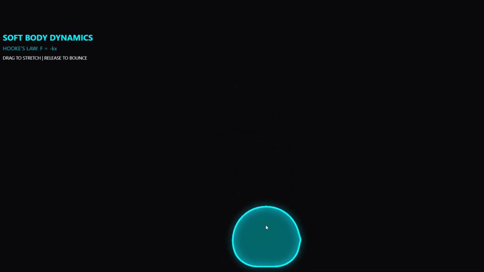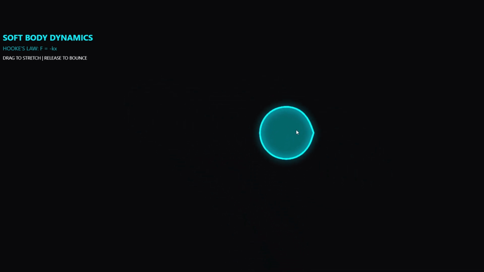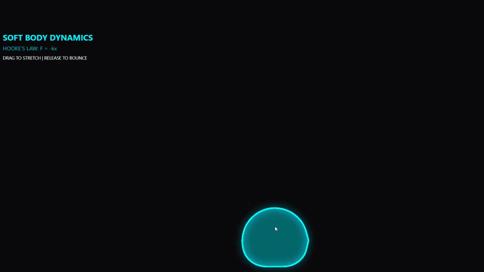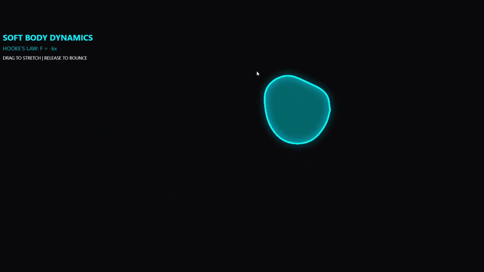Complexity in physics isn't about harder math, it's about connecting simple parts in clever ways. This soft body jelly is just a network of individual springs working together to maintain its shape.